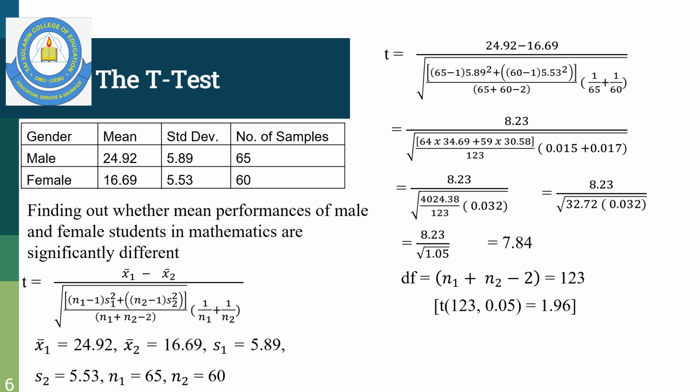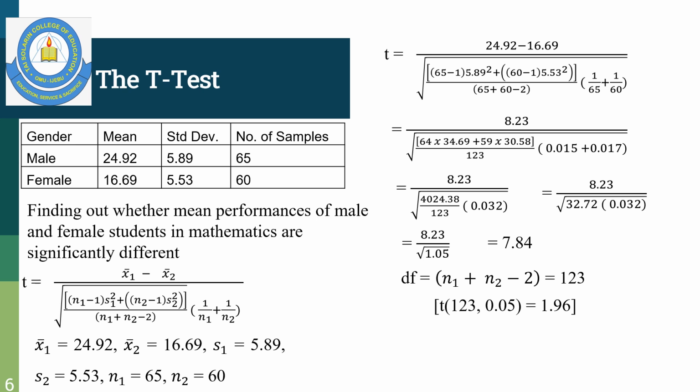If you look at our four-figure table, we have the values on top of the table, you have 0.05, check 0.05 under the 123. You can't see 123, so what you see is 30 and above. If you check that, you are going to get 1.96, and that is our table value.